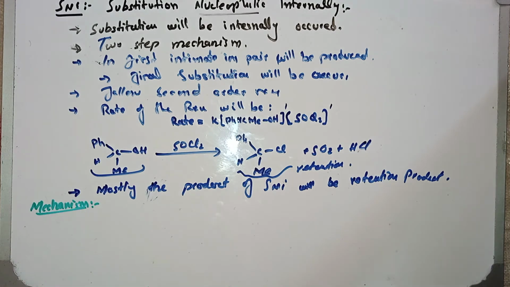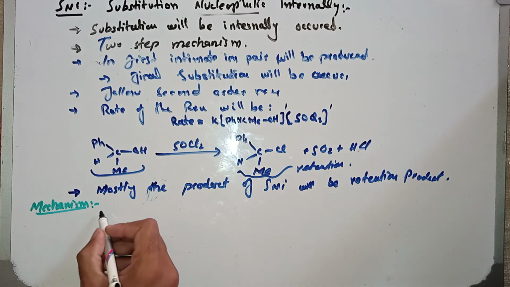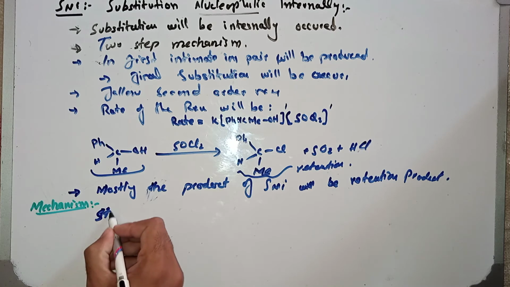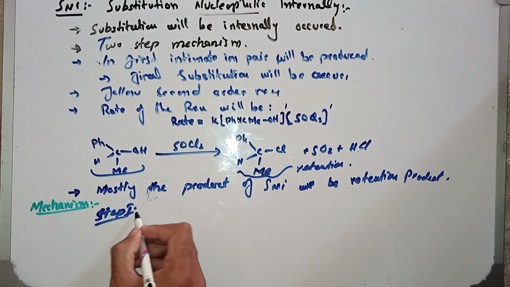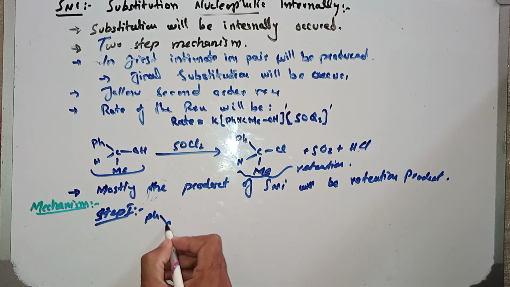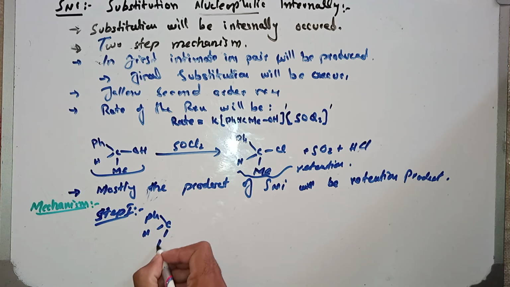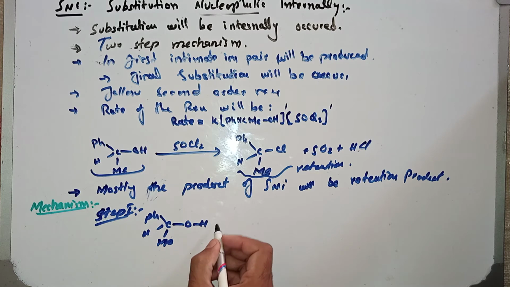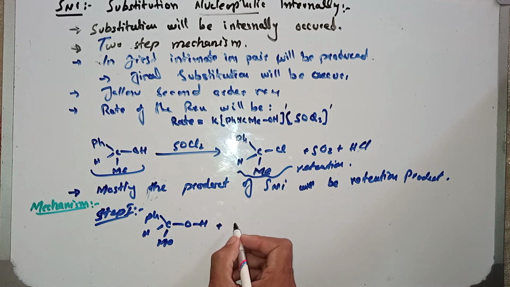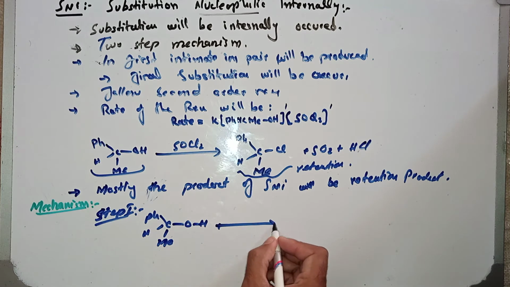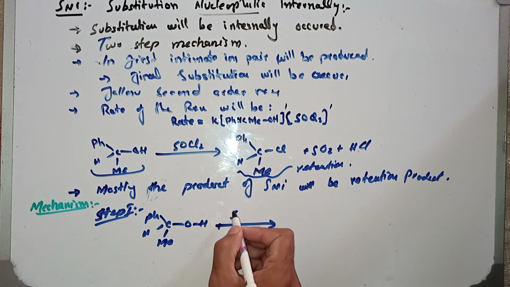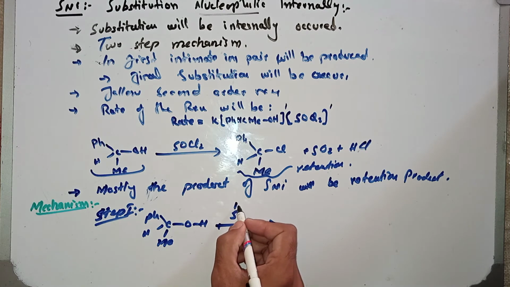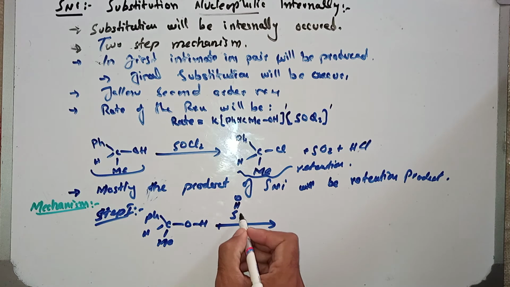Mechanism for the same reaction, for the given reaction. The mechanism will be this. Step number 1. In step 1, phenyl CHMeOH plus the reagent SOCl2, from the solvent, S double bond O, Cl.